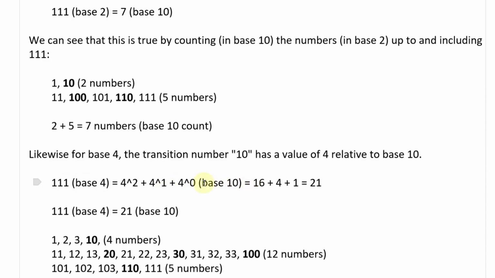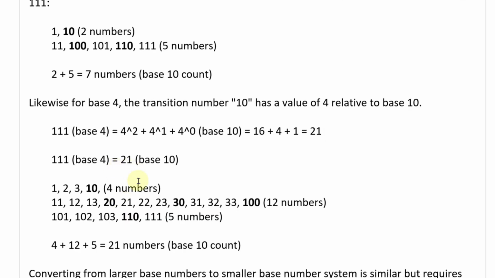Now this is base 10. So this equals 16 plus 4 plus 1. 4 to the power of 2 is 16, this is 4 times 4, and 4 to the power of 1 is 4, plus 1, and you add these all up, you get 21. Here's the automatic calculator, 21. So that means 111 base 4 is equal to 21 base 10, and we can count these up as well.